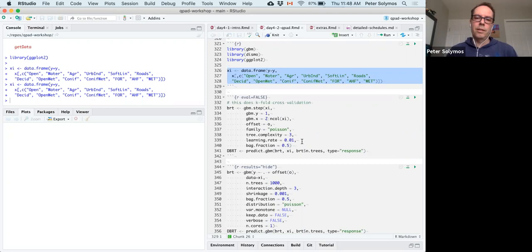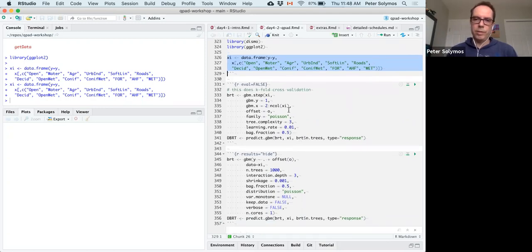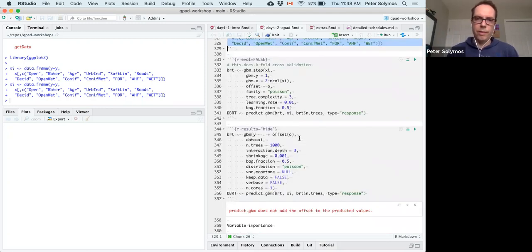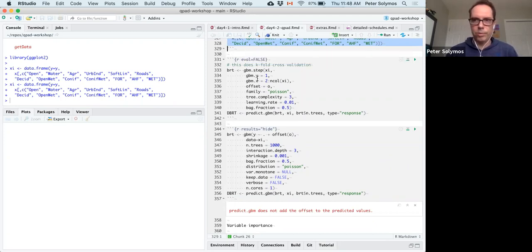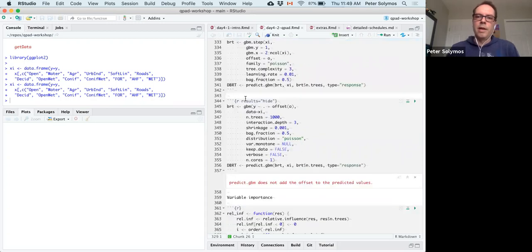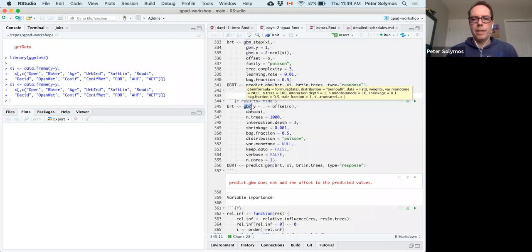So this takes quite long. I'm not going to do that, but here's the code if you want to do this: gbm.step from the dismo package. There's lots of literature explaining what it's doing and how to tune these parameters. And this is how you would do the prediction. If you just want to get one run without the cross-validation, you can directly call gbm from the gbm package.